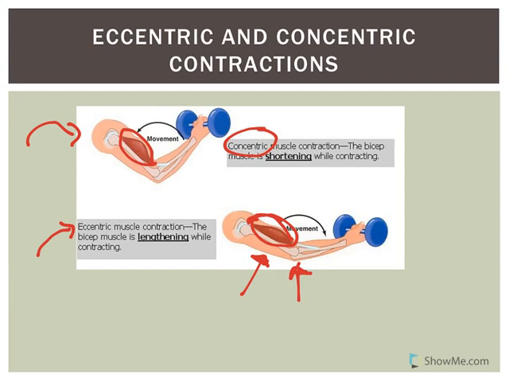So with eccentric contractions, the muscle length gets larger, it lengthens. With a concentric contraction, muscle length shortens. So isotonic contractions are dynamic contractions, and the muscle length changes.